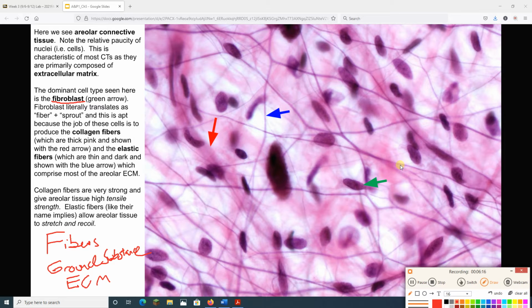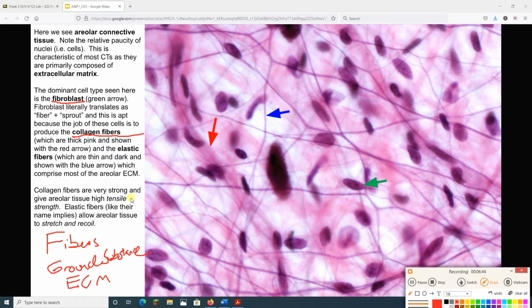Now, these elastic fibers are not the only type of fiber here. We do see another type of fiber, and it's these thick pinkish lines. Like there's one right there, here's one right here, one over here, there's one over here. These thick pinkish lines are collagen fibers. Collagen is really, really strong.